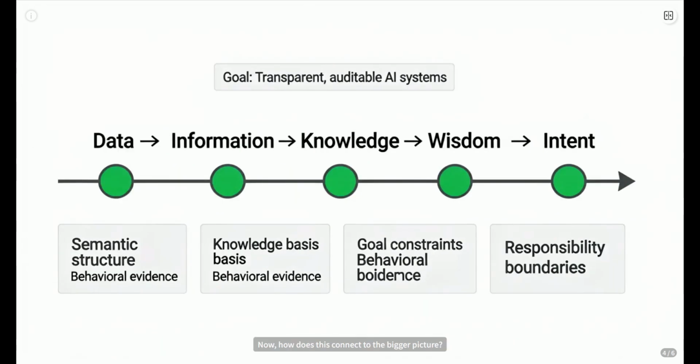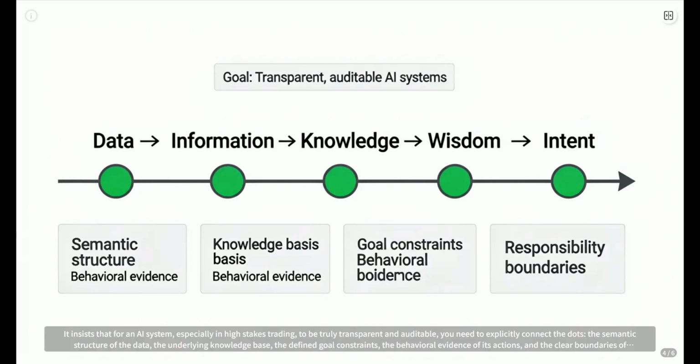Now, how does this connect to the bigger picture? Enter the DIKWP model: data, information, knowledge, wisdom, intent. Just having data doesn't mean you have reliable information. Information doesn't automatically become actionable knowledge, and neither guarantees wise decisions or aligned intent without structure. This project embodies this chain.